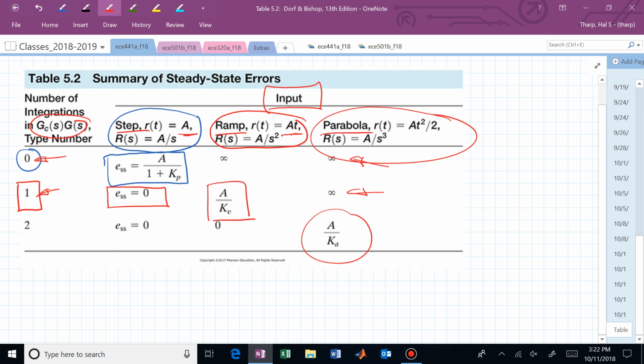That's important to know: system type, reference input behavior, and then what our steady state accuracy is. And this table does a good job of summarizing that information.